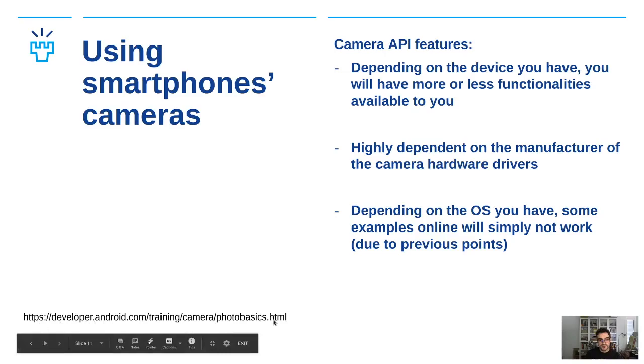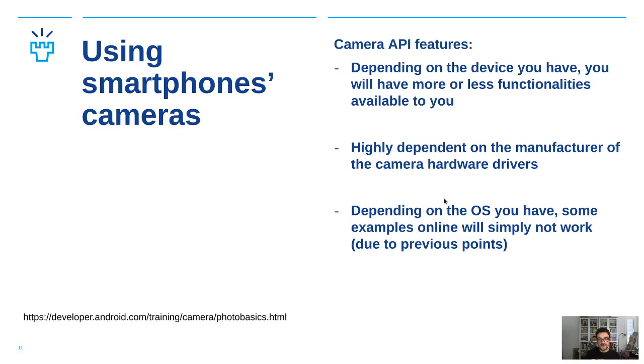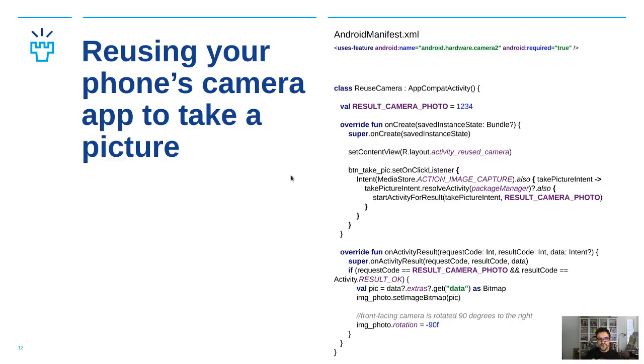On this webpage from Google, there's a tutorial on how to acquire a picture and how to save a picture into your phone with code. But here's an overview of what you can do. You can reuse your phone's camera app to take a picture if you are building an application. You will have to add to your manifest that your application requires access to the camera hardware. Once you do that, you don't need to request the permissions to access the camera, because the actual app that will use the camera is going to be your phone's camera app.